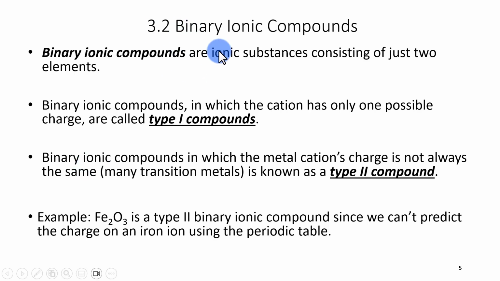Let's talk about binary ionic compounds. What does this mean? Well, we already talked about ionic compounds, which are those compounds that are formed from ions. But what does binary mean? Binary means that they're made of 2 elements only. They're ionic compounds that are made of 2 ions, 2 elements alone. These can be divided into type 1 and type 2.